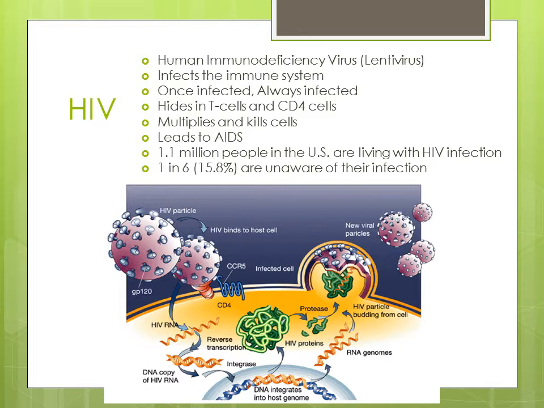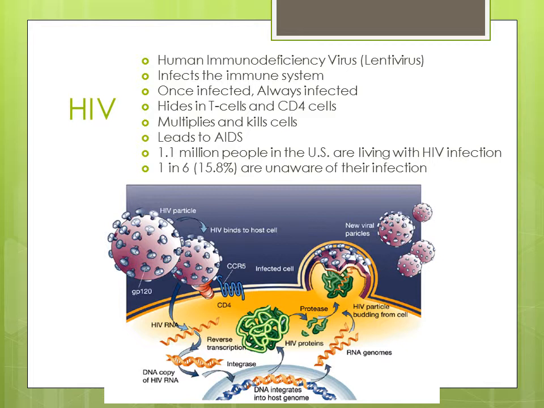HIV hides in certain parts of your body, like your T cells and CD4 cells, which it multiplies in, then destroys the cells. After a long period of time, HIV will have destroyed many cells. This is when the body is unable to fight infections and diseases. This leads to AIDS, acquired immune deficiency syndrome, the final stage of HIV infection.